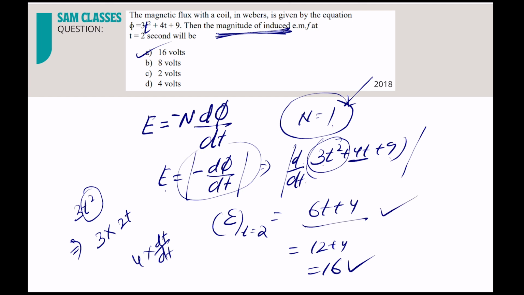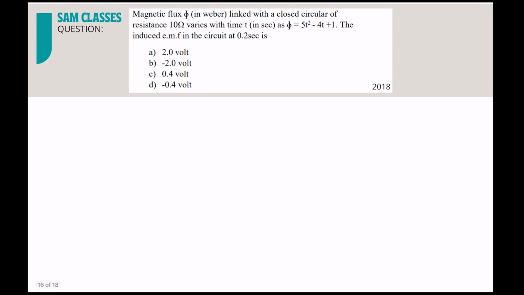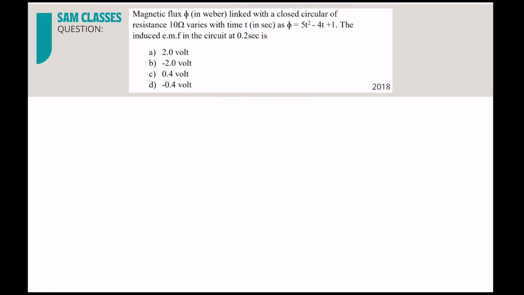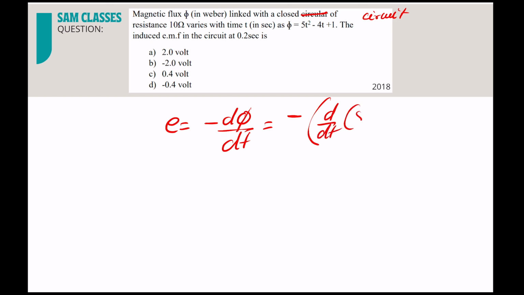That's very simple. Now again in 2018, one more question came. Here what they've given, the magnetic flux linked with a closed circular circuit of resistance 10 ohm varies with time as phi is equal to this, and the induced EMF they've asked. So again, E is equal to what? Minus d phi by dt. So differentiate it. So minus of d by dt of 5t square minus 4t plus 1.